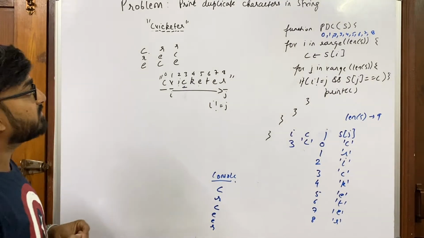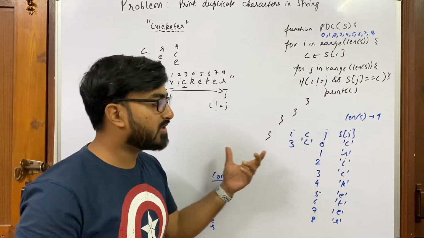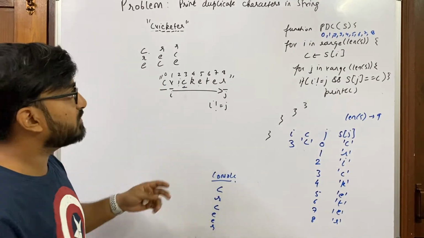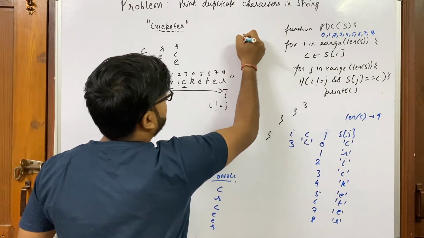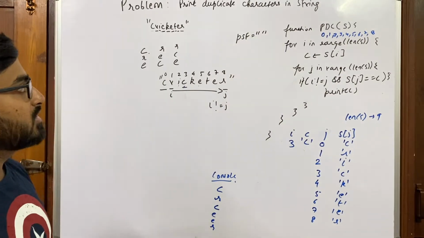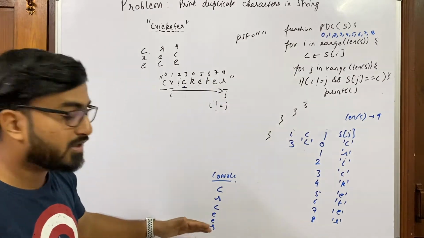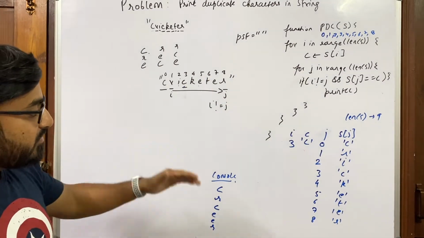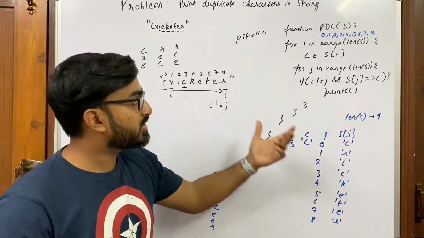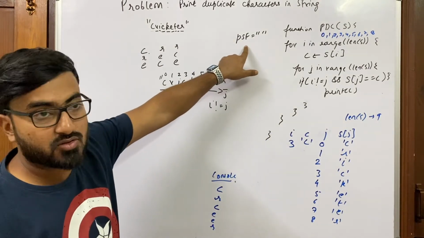We take another string that keeps track of all the characters that have been printed so far. So for this we start with a blank string, printed so far. Printed so far starts with a blank string and it will store all the characters that have been printed to the output, right? So whenever we want to print another character, we make sure that it is not a part of this printed so far string.